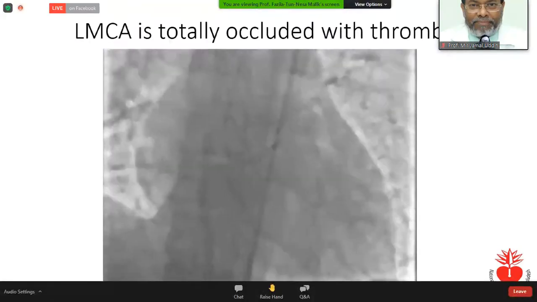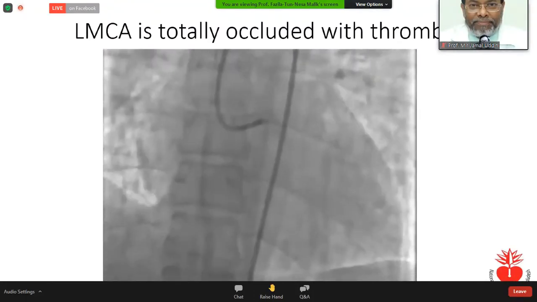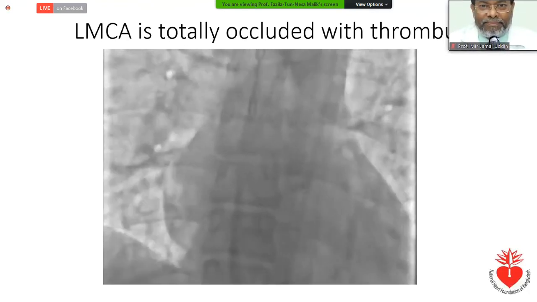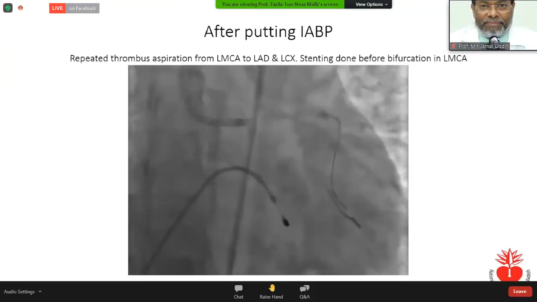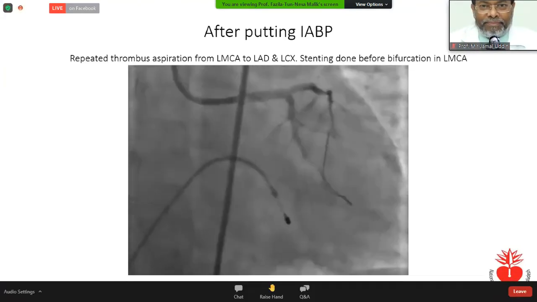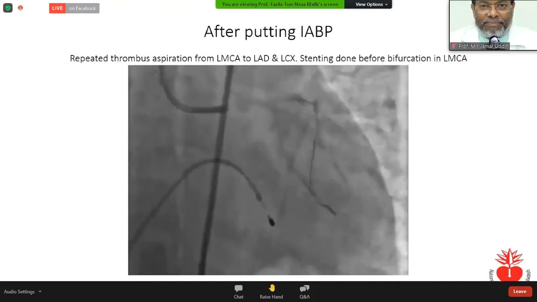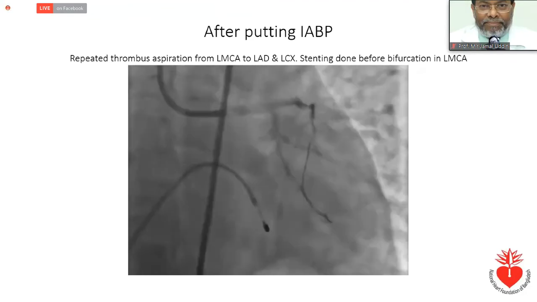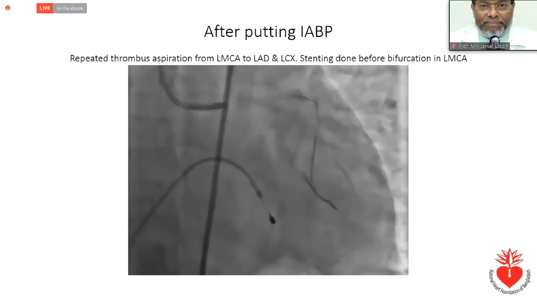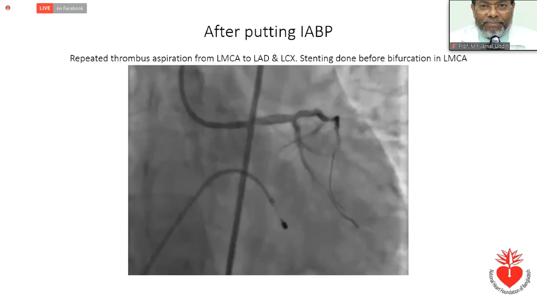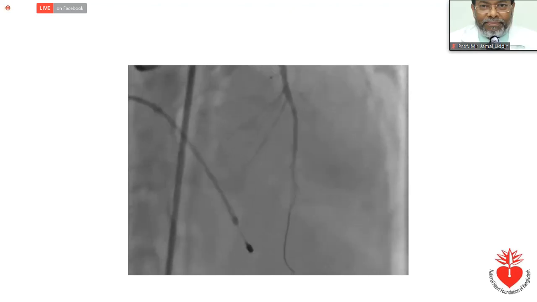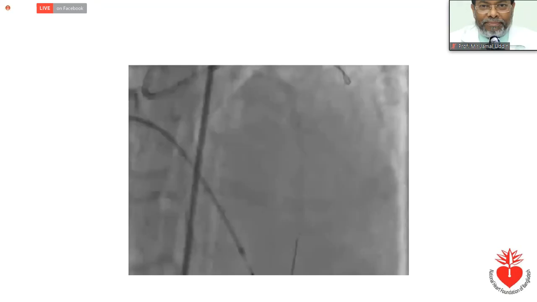You can appreciate that the left main was totally occluded right after its origin, so there was a huge thrombus burden. We managed to wire both left main to LAD as well as left main to LCX. We did repeated thrombus aspiration, and after that, we stented just before the bifurcation. And this is the final result that we managed to achieve.